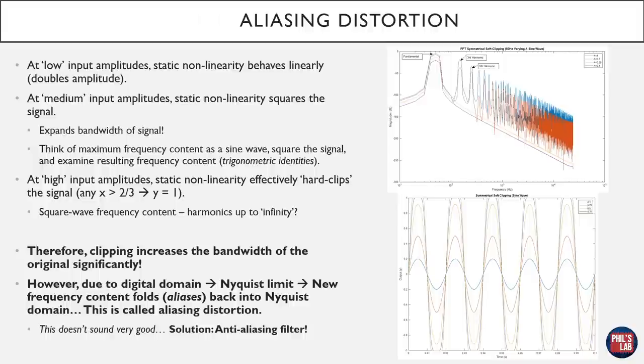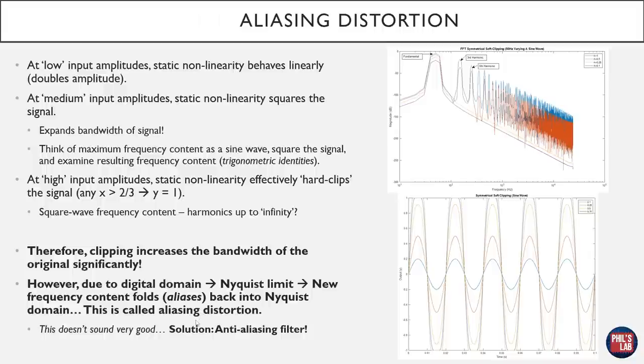However, as we'll be in the digital domain, we have a Nyquist limit, which is half our sampling frequency. So because of this increased bandwidth, we have nowhere to put this increased bandwidth due to the Nyquist limit, very simply speaking. So this frequency content generated actually will fold back into the Nyquist domain, so between 0 and half the sampling frequency. And this is what we know as aliasing, and this is then called aliasing distortion. Aliasing distortion doesn't sound very nice. This is the distortion we don't want.